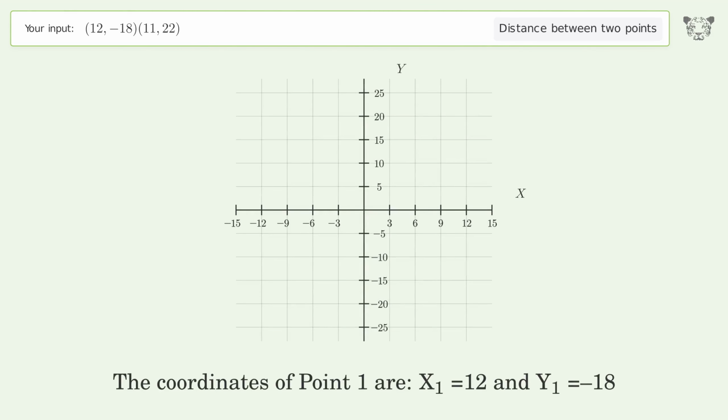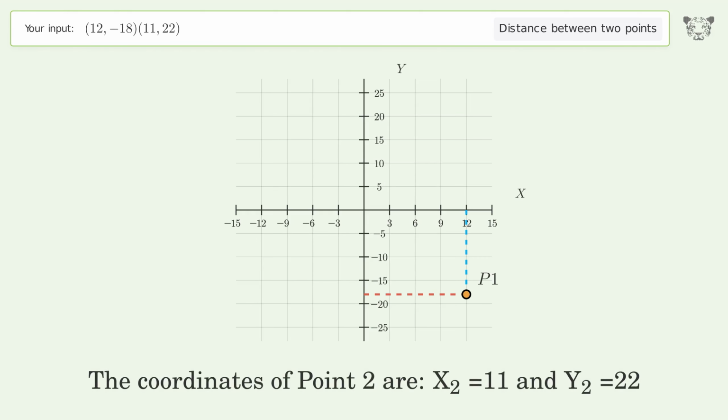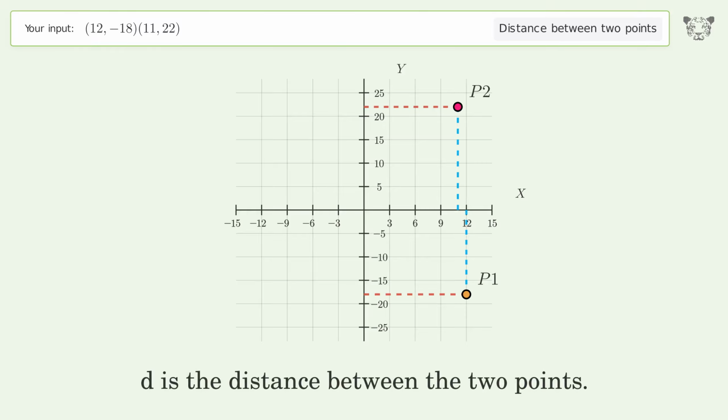The coordinates of point 1 are x1 equals 12 and y1 equals -18. The coordinates of point 2 are x2 equals 11 and y2 equals 22. D is the distance between the 2 points.